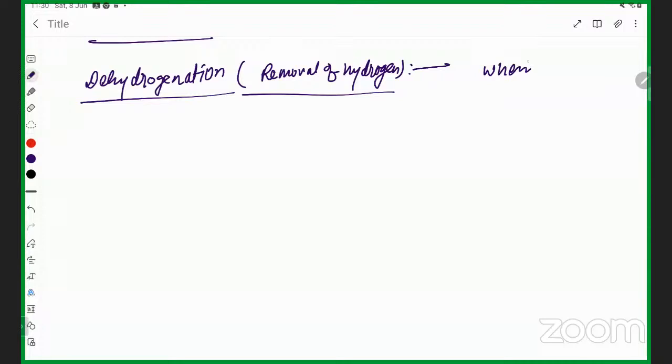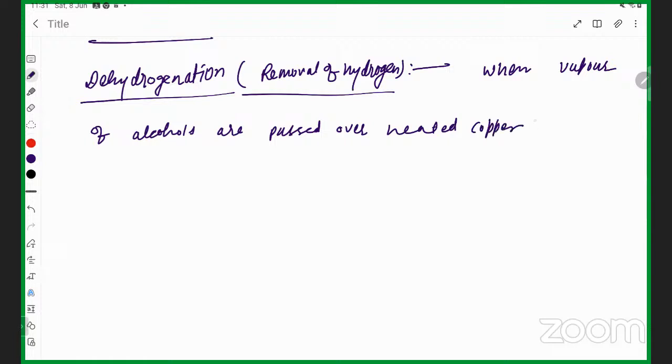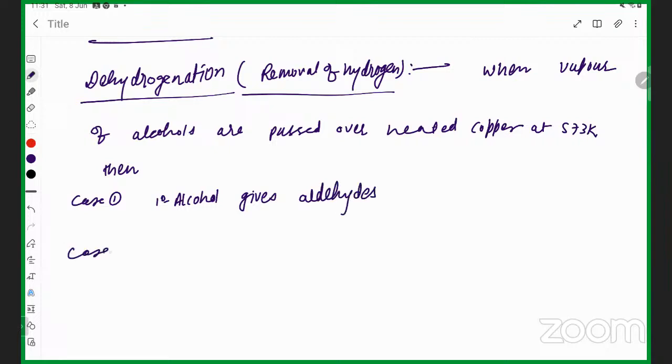So when vapors of alcohols are passed over heated copper at 573 Kelvin, then how is it going to give? Case 1. 1-degree alcohol gives aldehyde. Case 2. 2-degree alcohols give ketones. 3-degree alcohol will give alkenes.